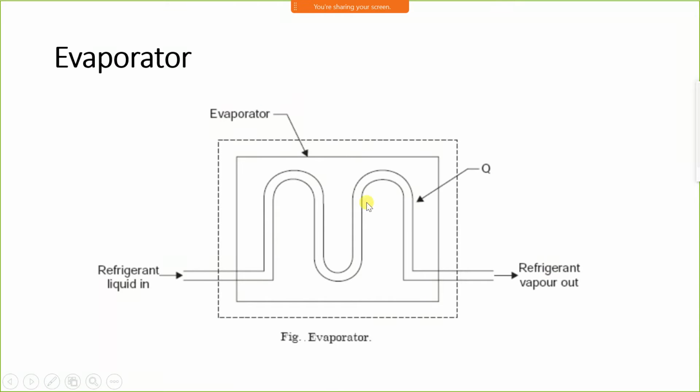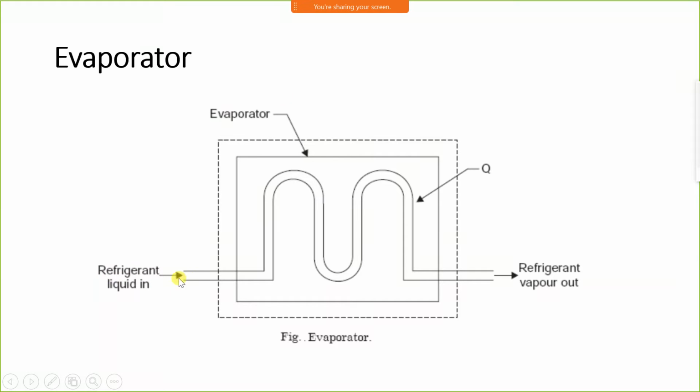It is simply a heat exchanger. Consider this rectangle as a freezer section, and this coil is an evaporator coil. In this rectangular freezer section, the stuff which is to be cooled is placed. The refrigerant is at a very low temperature, below atmospheric temperature. Normally the temperature of the refrigerant is below 0 degrees Celsius.